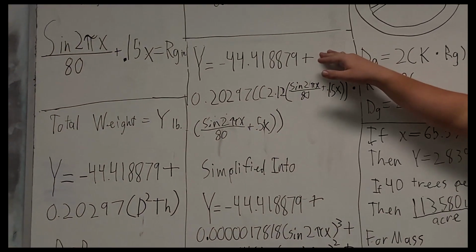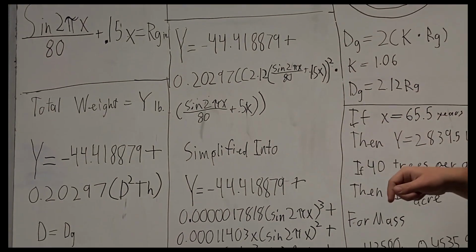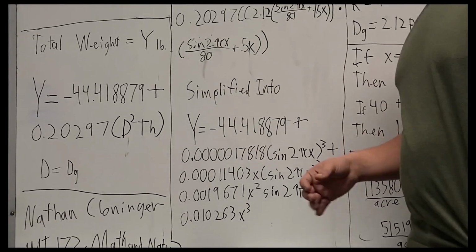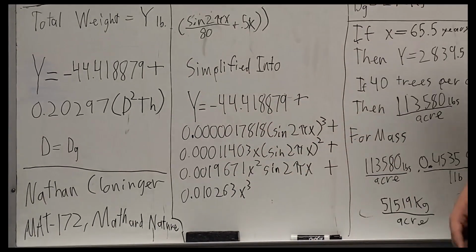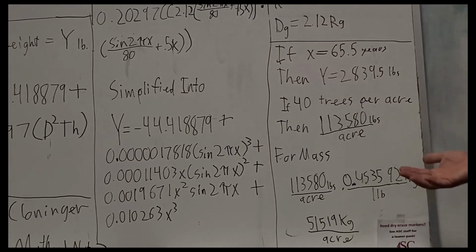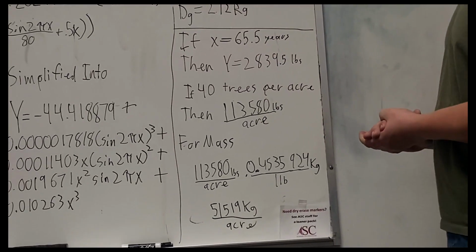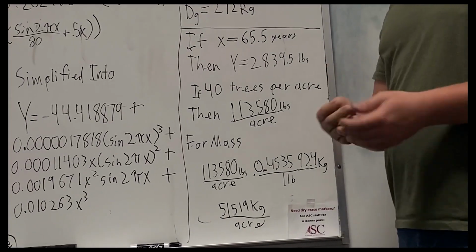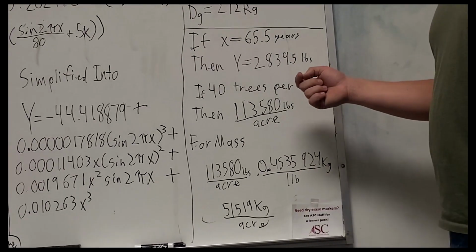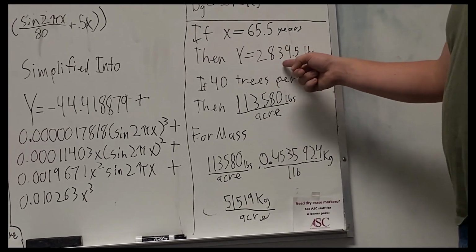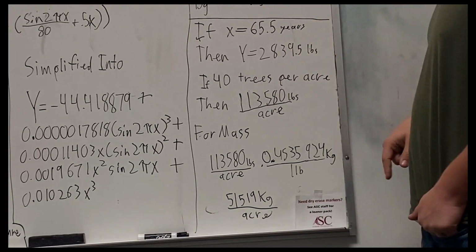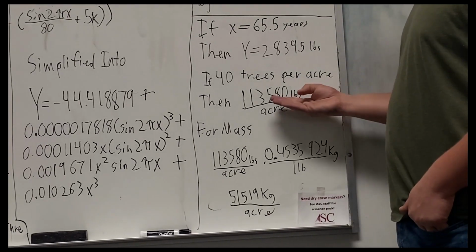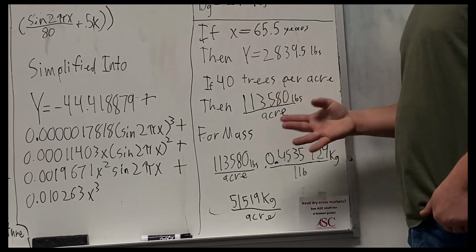Now, we input our formulas for what we can find in there. Then we simplify it into this formula here. Now, if we want to find what x is, or if it's 65.5 years, and we let it grow, and we want to know the weight of all those trees, then we find that each tree is 2,839.5 pounds. Well, there are 40 trees, so we just find 40 trees per acre, multiply by 40.